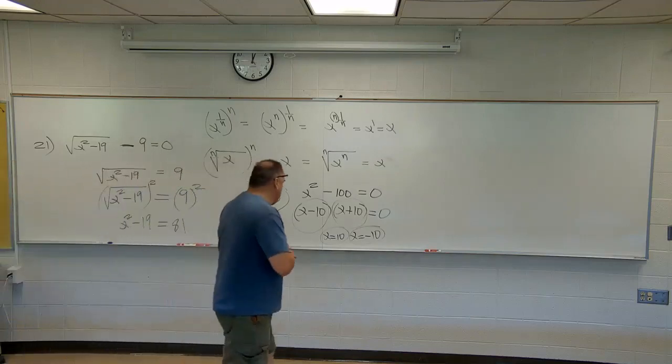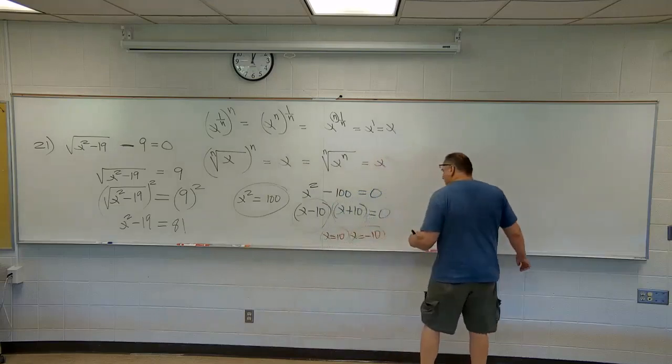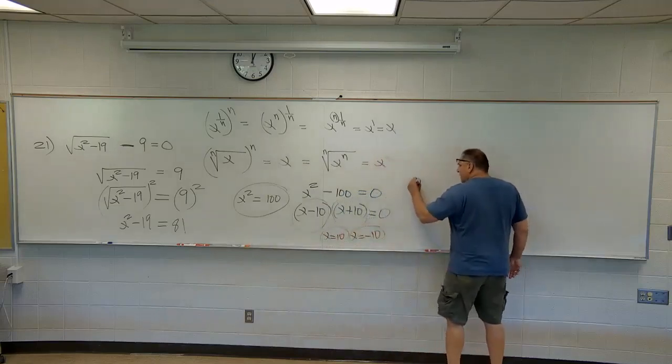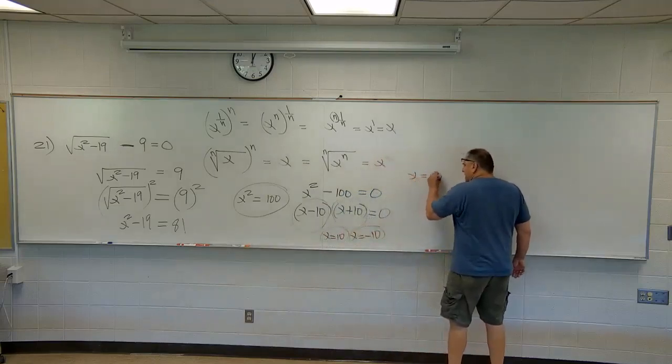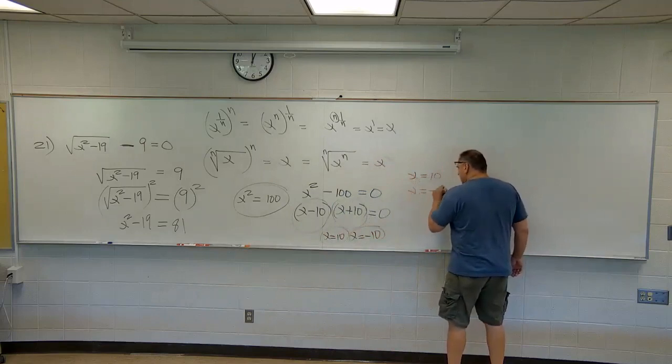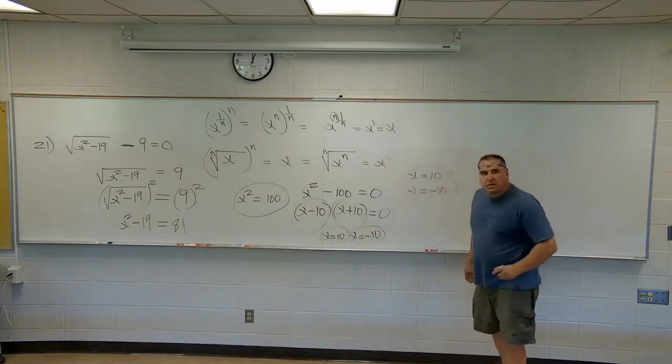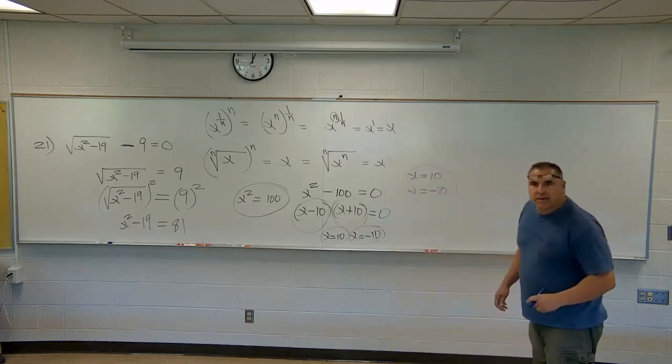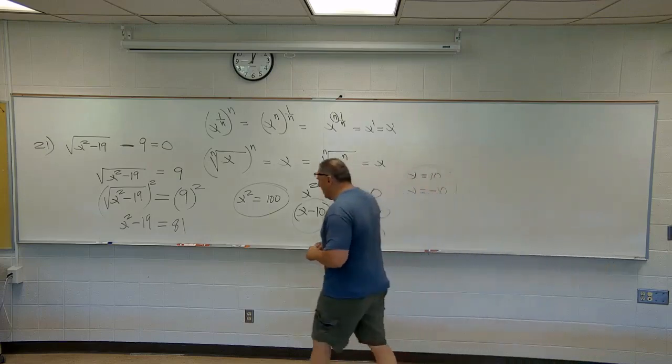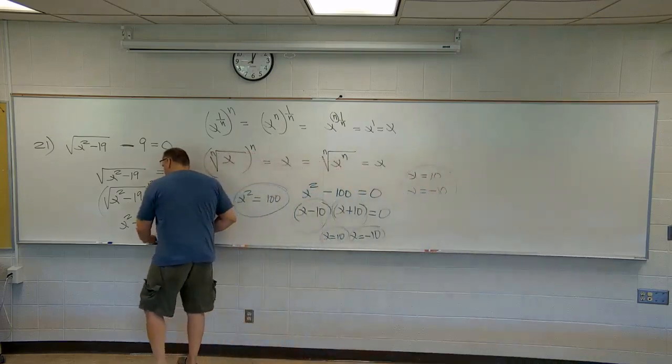So these two would solve it. That would solve it. x equals 10, x equals negative 10. Is that even visible? Yeah, not great, but hold on to it.